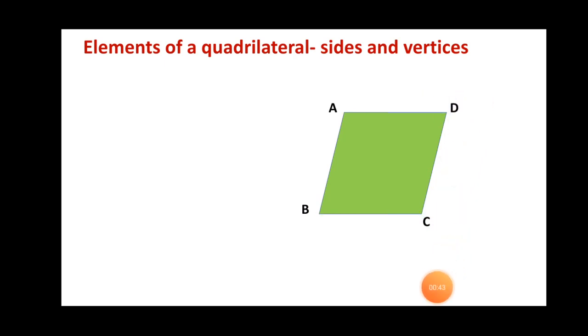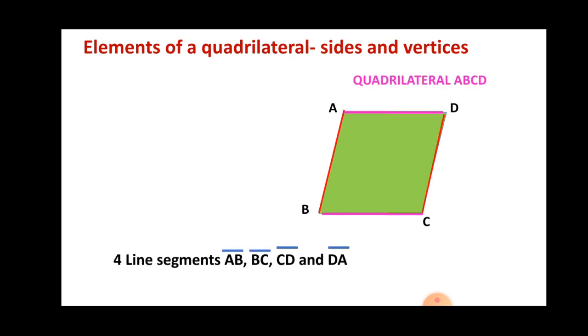Also, this quadrilateral is made of 4 line segments, that are line segment AB, line segment BC, line segment CD and line segment DA. Hence, it is called quadrilateral ABCD. So, look at this figure. The sides are side AB, side BC and side CD along with side DA. They form a quadrilateral ABCD.